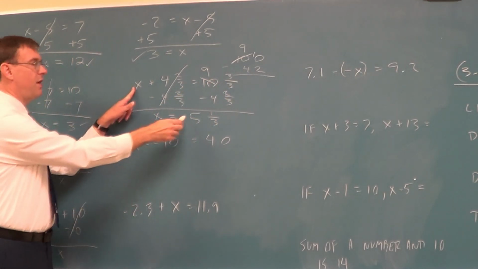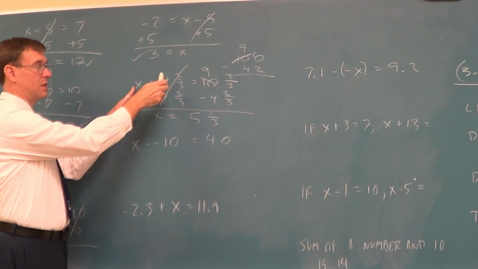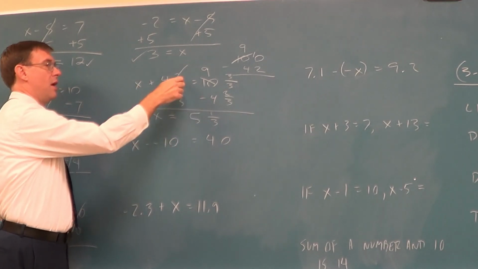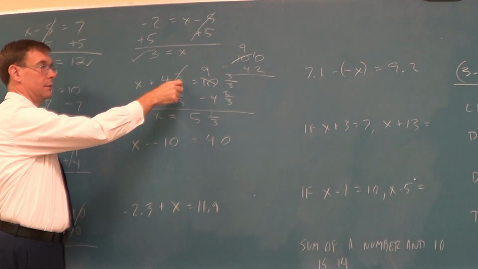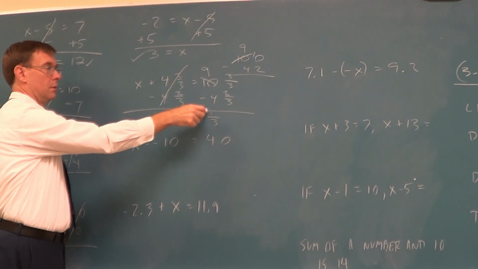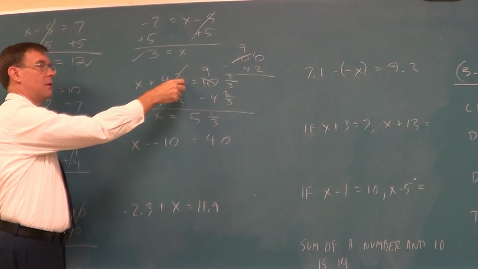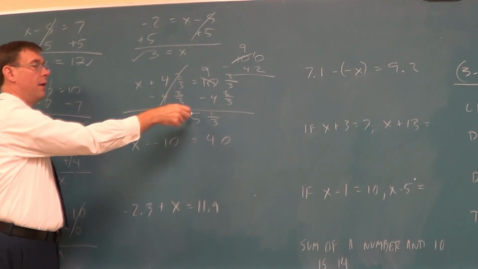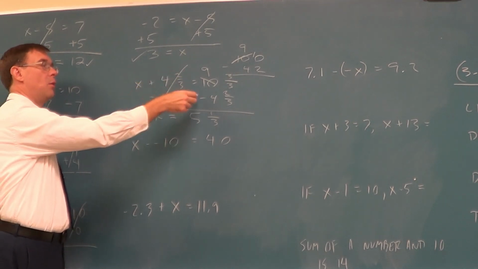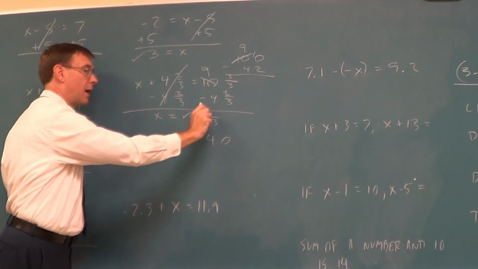Checking it, the 5 part and the 4 part makes us up to 9. But 1/3 and 2/3 will make 3/3, in other words, a full 1. And the 5 and the 4 was 9, 9 and 1 makes the 10, and that does check.